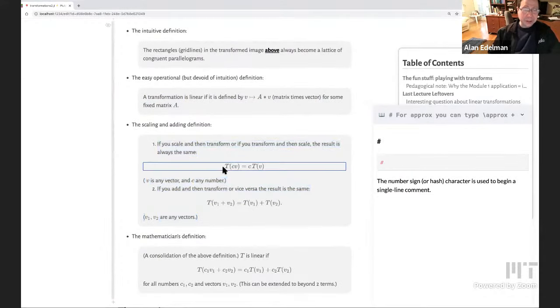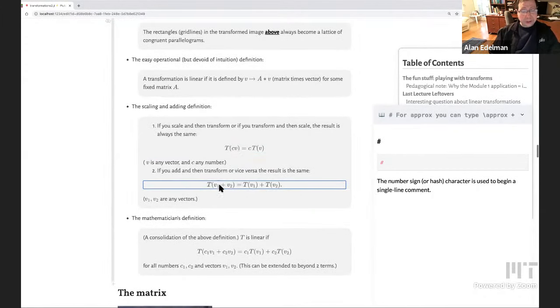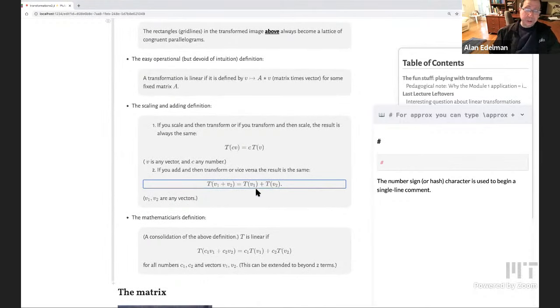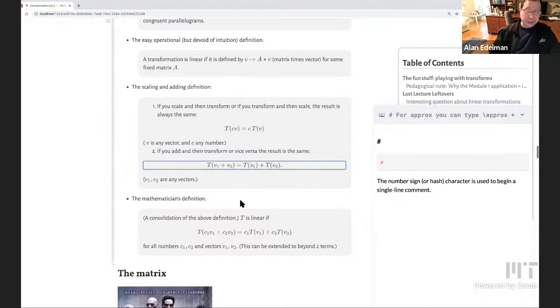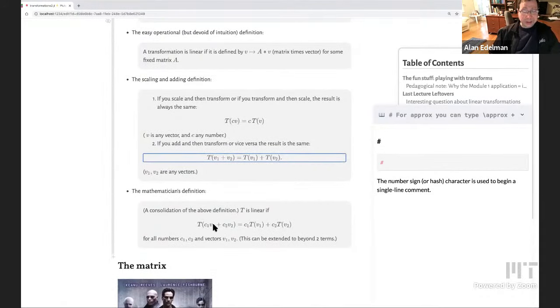Here's a scaling and adding definition, which will be combined in a minute to become the true mathematician's definition. The scaling definition says that if you take a vector and scale it and then transform it, that would be the same thing as if you first transformed and then scaled. Similarly, if you transform the sum, this would be the sum of the transforms. These two you can combine into one thing, and this is the usual mathematical definition.